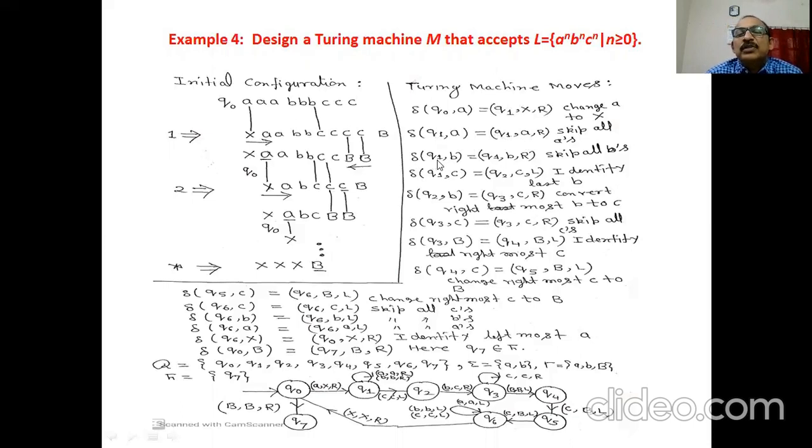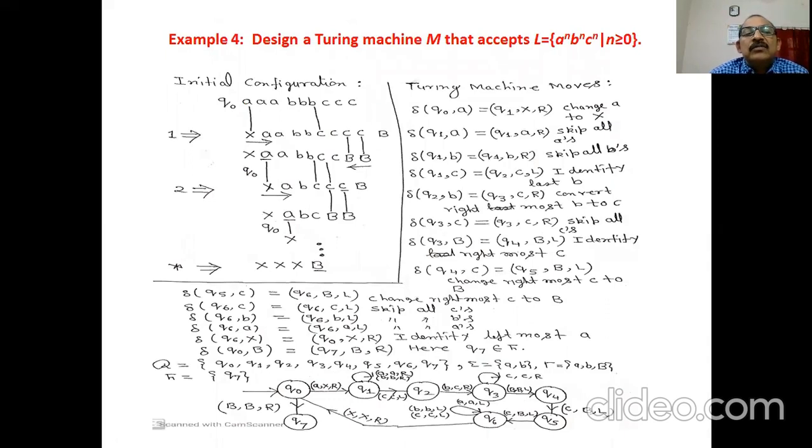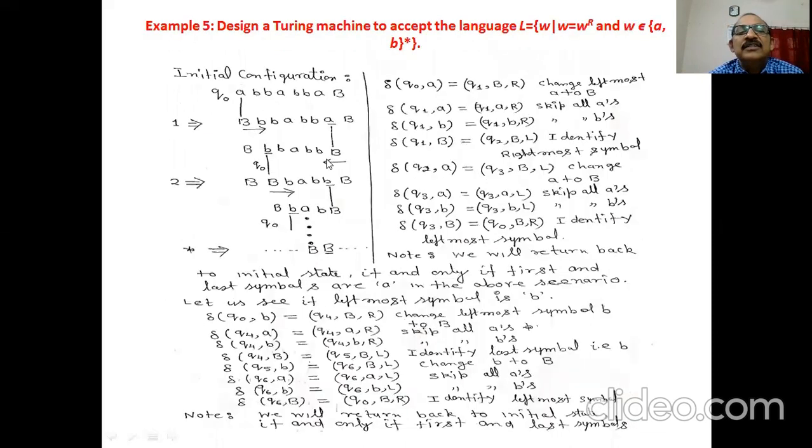Now machine in the same state Q1, input is B, machine remains in the same state, replaces B by B and moves in the R. This way we skip all B's. Now machine in state Q1, if C is encountered, here you can see we move in the left direction and convert this B into C. Machine in state Q1, if C is encountered, goes to the state Q2, replaces this C by C and moves in the left direction, means at this place.